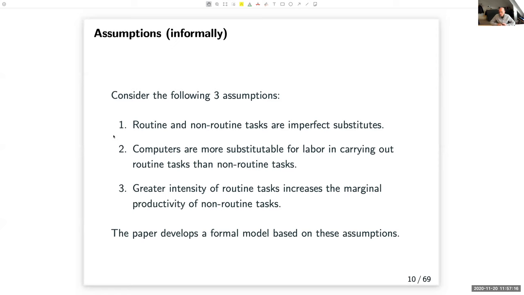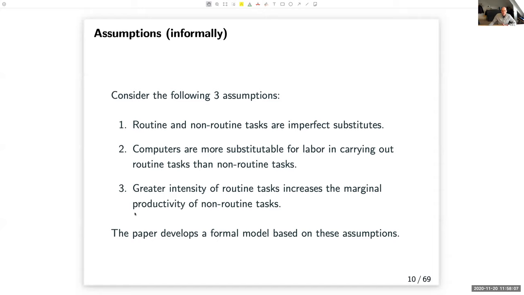First of all, routine and non-routine tasks are imperfect substitutes. For the task dimensions to matter, they have to be imperfect substitutes. The second point is that computers are more substitutable for labor in carrying out routine tasks than non-routine tasks. I've given you some examples on the previous slide. And the third one refers to strong complementarities between computers and non-routine analytic and interactive tasks. So we expect that there's not just automation of routine tasks, but also relatively strong complementarities between computerization and the productivity of non-routine analytic and interactive tasks.